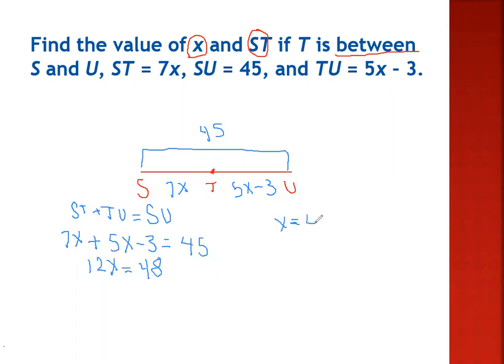Once we found the value of x equals 4, this is the first part. Then we go back and substitute to find the length of the second part of the question. He said he's looking for ST, so ST will be equal to 7 times 4. Then the answer will be 28. Exactly. So this was just an example of how we use betweenness.